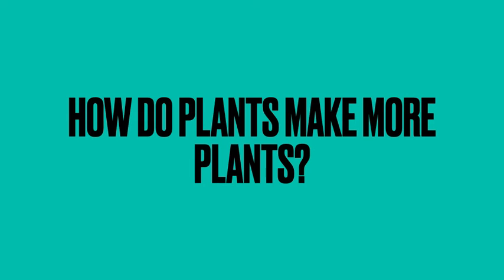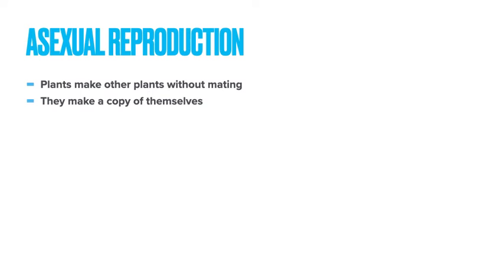Now, one big question you might be asking is, how do plants make more plants? There are two big ways that plants make more plants. The first one is called asexual reproduction, and this means when plants make a copy of themselves without mating with another plant.